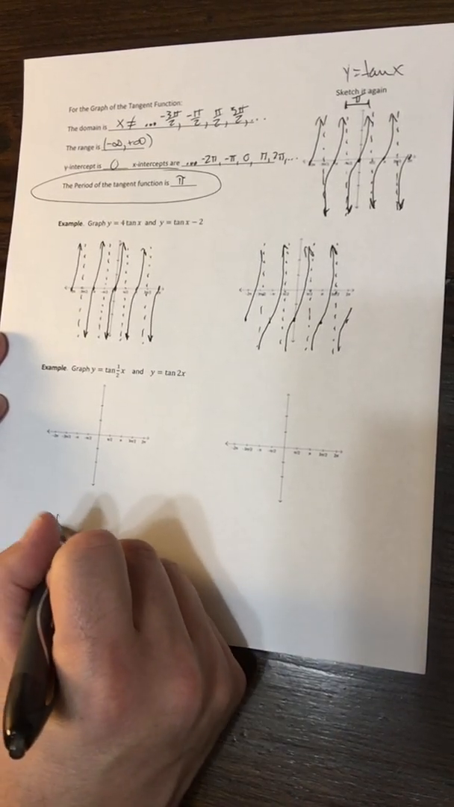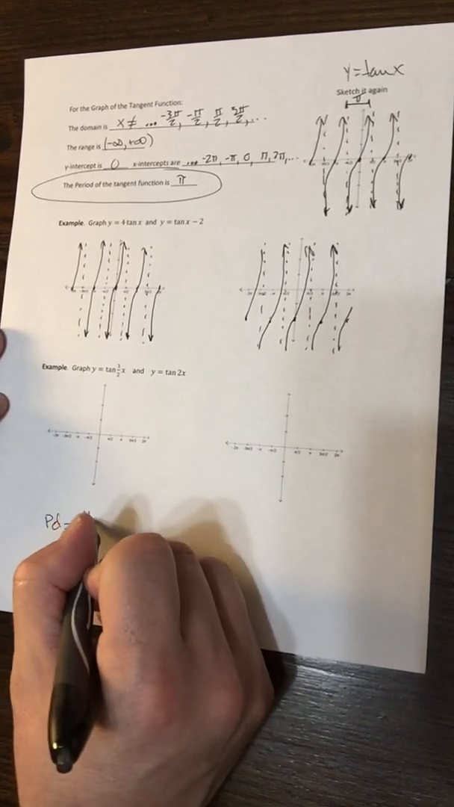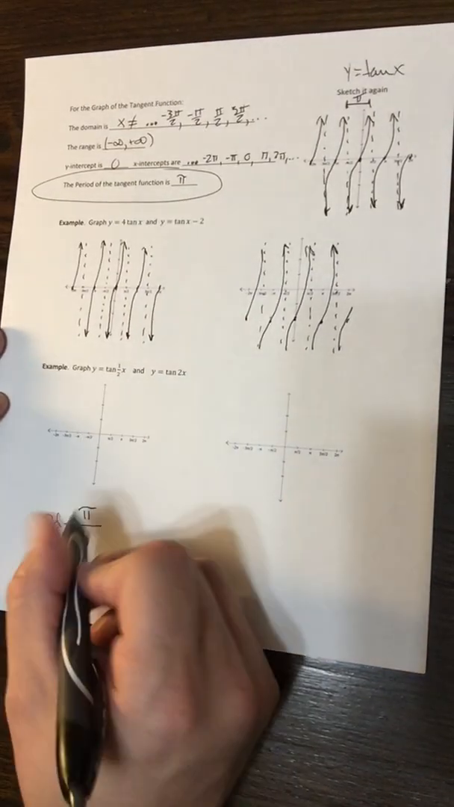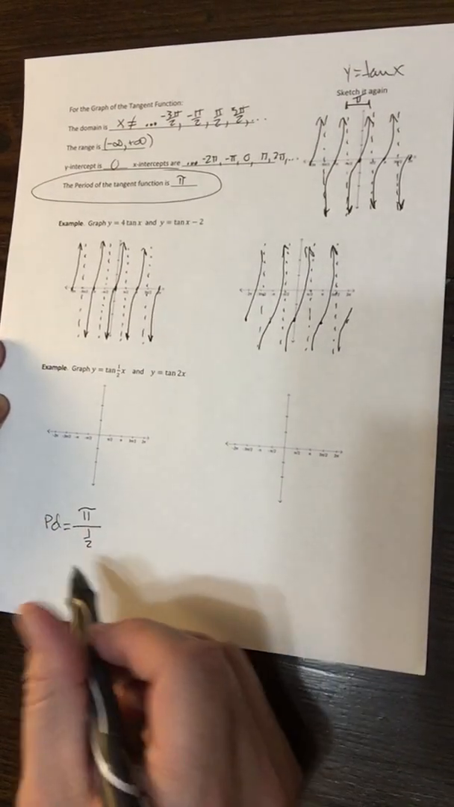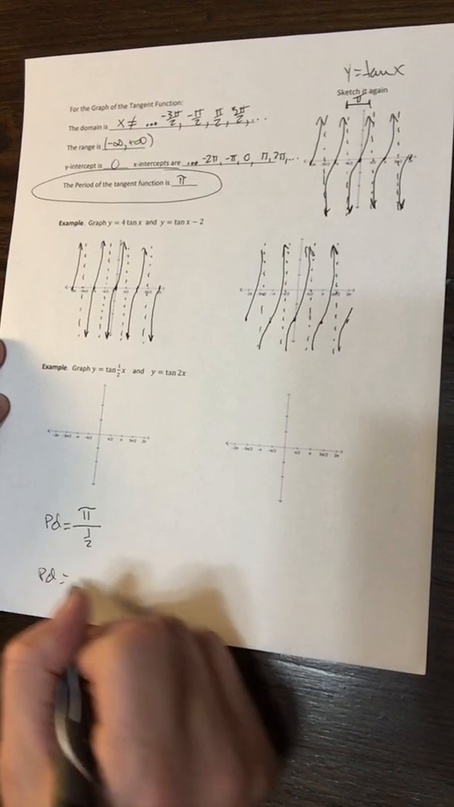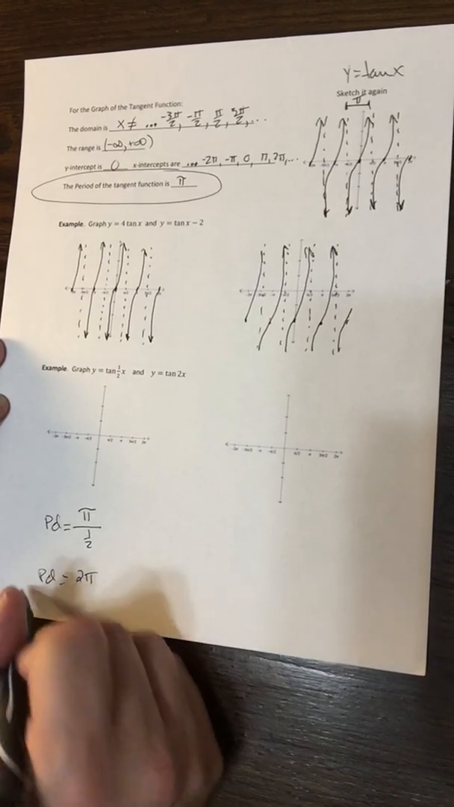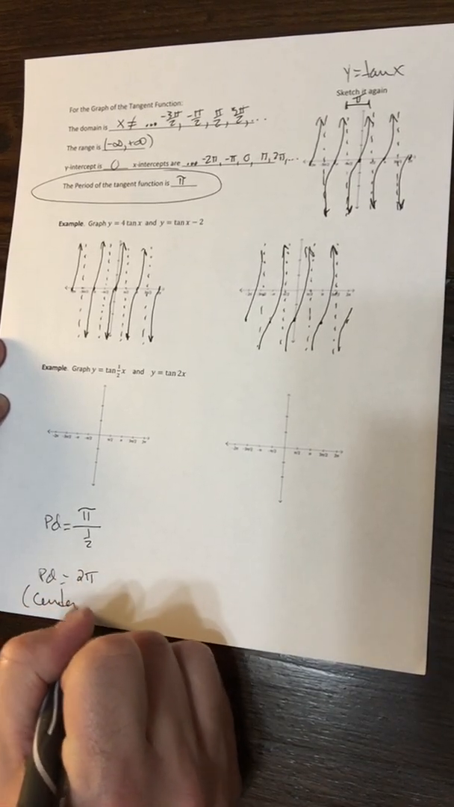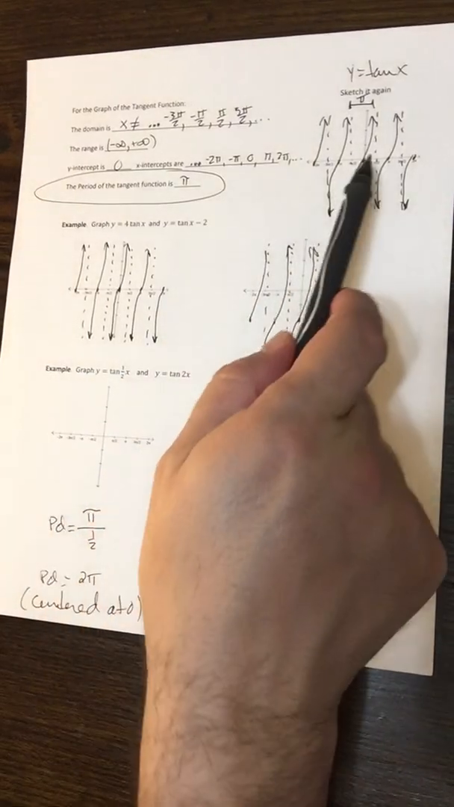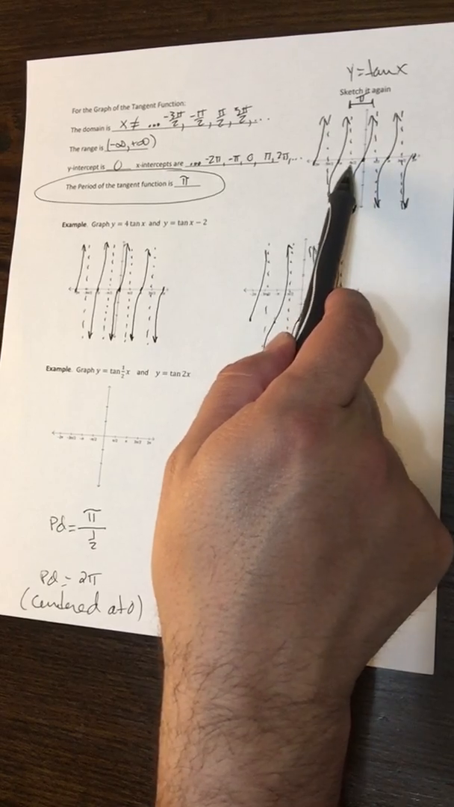So the period is going to be not 2 pi divided by our number, but pi, because the period for tangent is pi. Pi divided by 1/2, I'm going to flip and multiply pi by 2, and so my period for this function is 2 pi. However, I want you to know it's centered at 0. Look, the original function is centered at 0. It goes up to the right and down to the left.